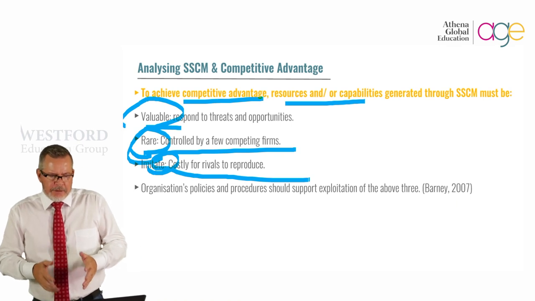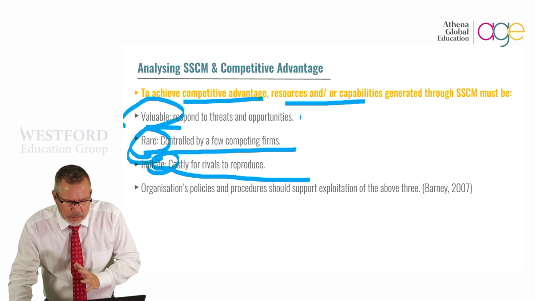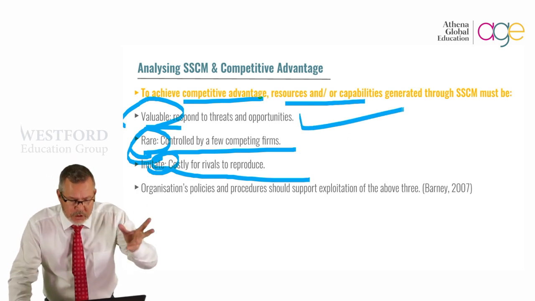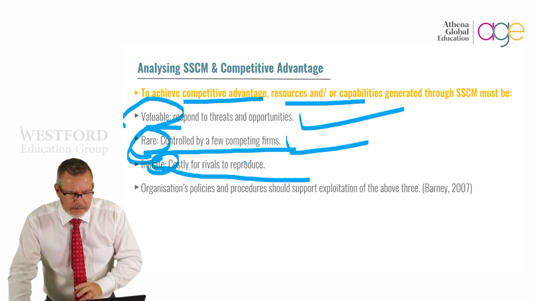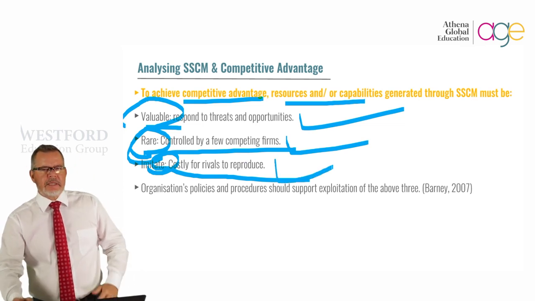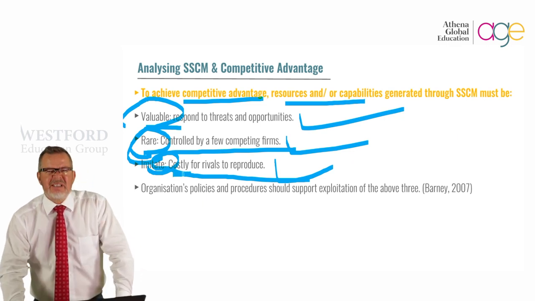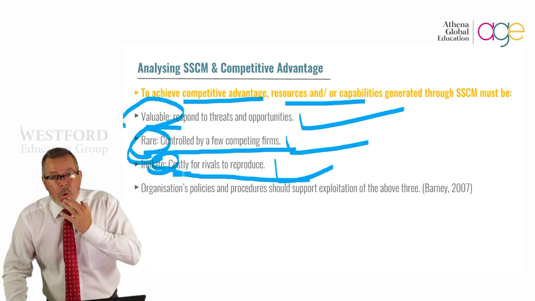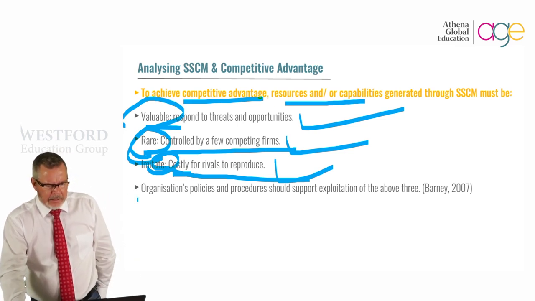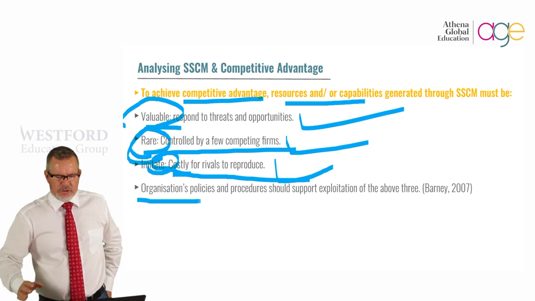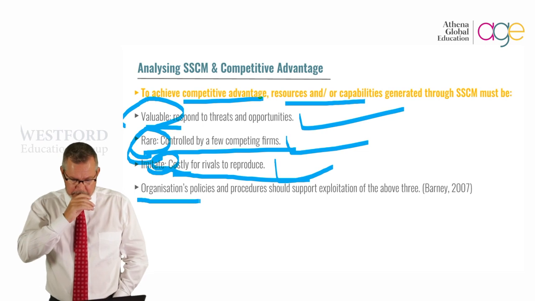So if you integrate sustainability into your supply chain, what it's telling you here is that it's valuable because it responds, it's rare, not everybody has it. It's costly to implement, so it can give you some sort of a competitive advantage. It's not always bad that it's costly because it means not necessarily all organizations will be able to implement it, and you actually want that. And then organization policies and procedures should support exploitation of the above three.